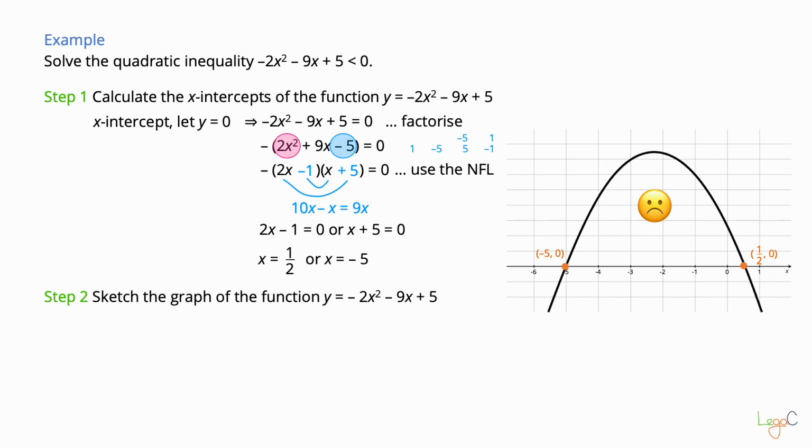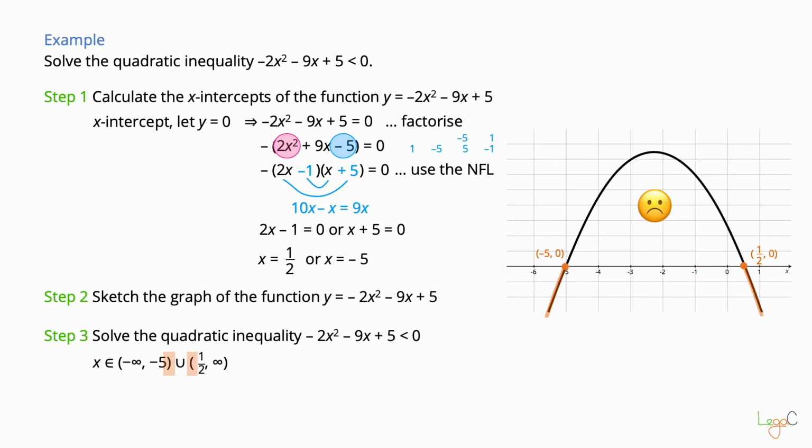It's an upside-down parabola. We can now solve the quadratic inequality, negative 2x squared minus 9x plus 5 less than 0. That is, x is an element of (negative infinity, negative 5) union (a half, infinity). Notice the round brackets because the sign is less than, there is no equal sign. We can also write this as x less than negative 5 or x greater than a half.